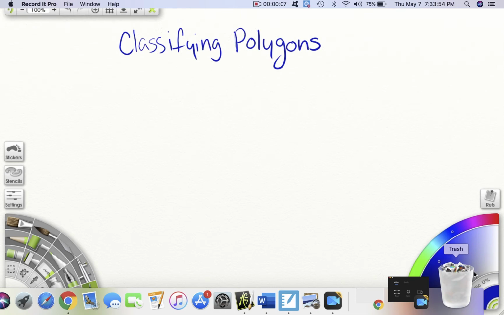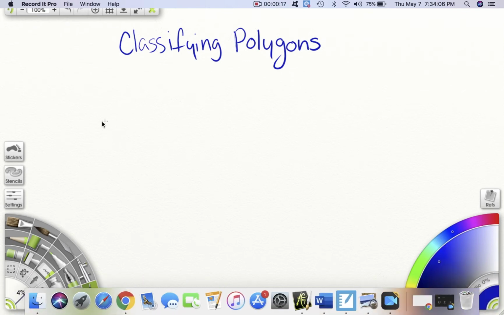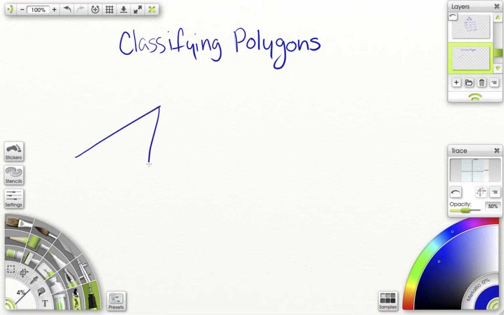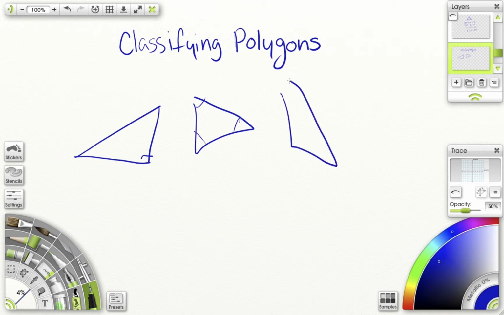For the last few lessons, we've been talking about different types of triangles, how to label the different types of triangles based off of their sides as well as their angles. For example, we had right angle triangles, acute angle triangles, and obtuse angle triangles. We also talked about the different types of triangles like isosceles, scalene, and equilateral.